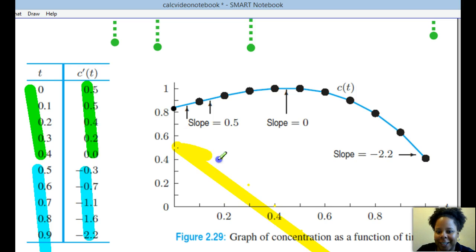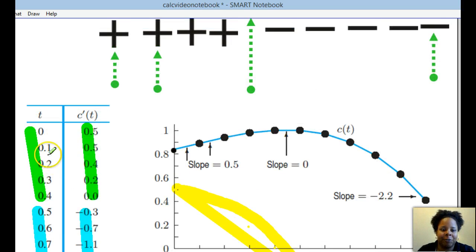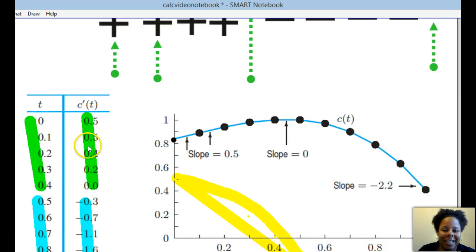Okay, all right, so that's one way that you could estimate the derivative numerically, by taking the average rate of change over the intervals and determining those values, and those values would correspond to an estimation of the derivative of the function.